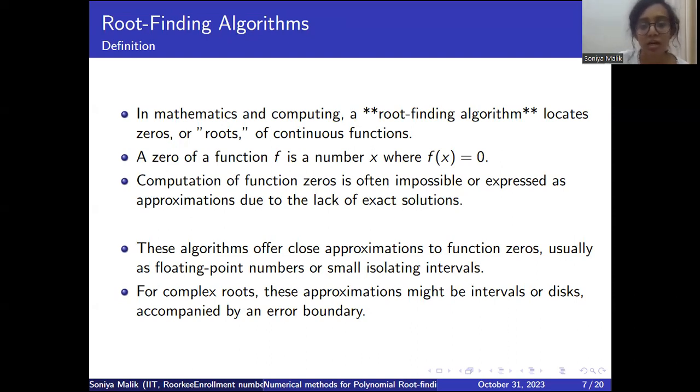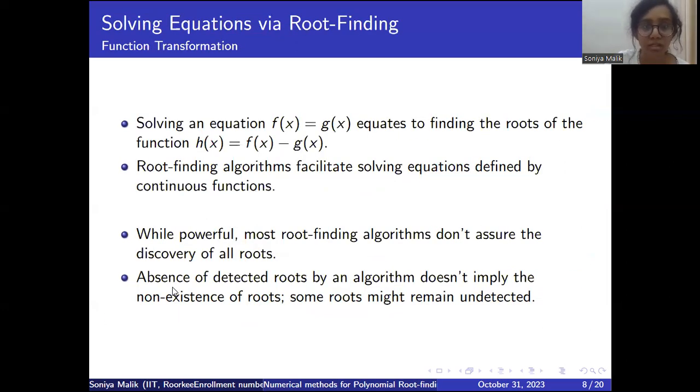And these algorithms give close approximations to the values of roots, and sometimes give an interval or, say, a floating point. In case of complex roots, we get an interval in which the root lies. So now consider we have an equation f(x) = g(x). To solve this equation, we will have h(x) = f(x) - g(x) and then find the roots of h(x), and we can solve this equation.